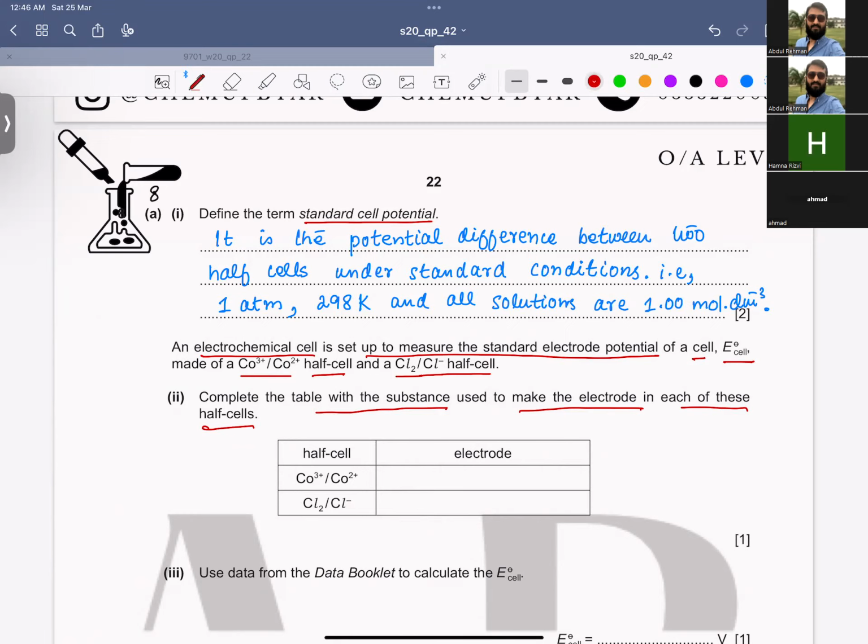So you all must remember, if both are ions, then the electrode must be of platinum. If a non-metal half cell is made, then also in that case, the electrode is of platinum. So you will write for both the cases platinum. Okay.